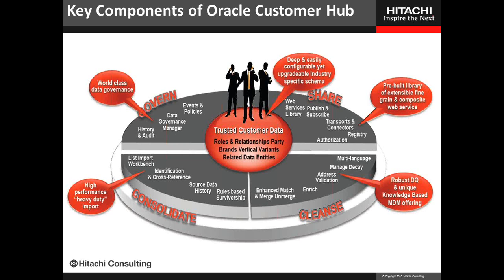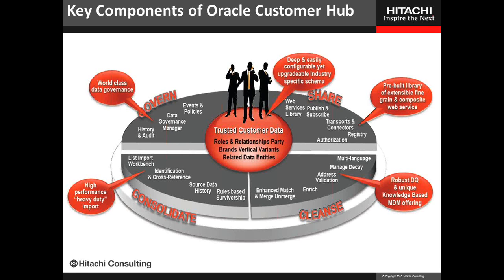Then identification and cross-reference. When data comes into the customer hub, how do you know the data is coming from a CRM or an ERP? So it has to be tagged with an identification and cross-reference ID. Source data history, this is very important. Say for example, there could be the same data coming from the same source system after 2 days or a week's time. How do you maintain the audit trail of the data? That's what the source data history is about.